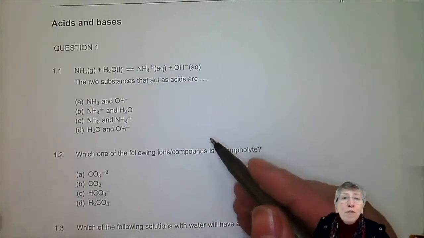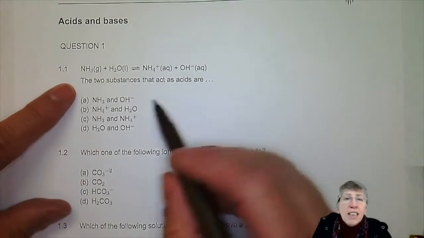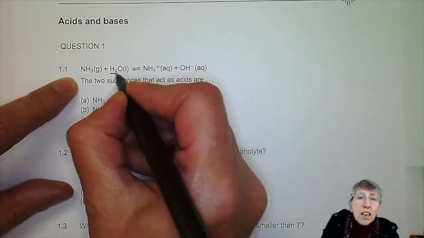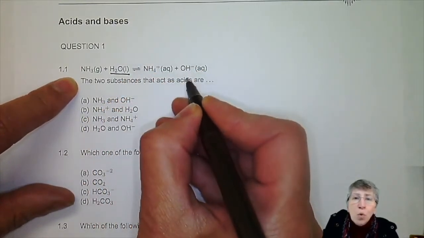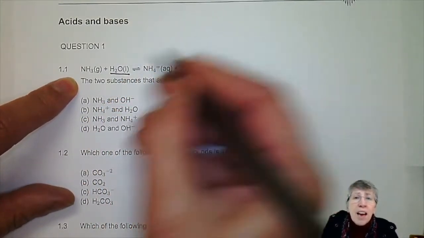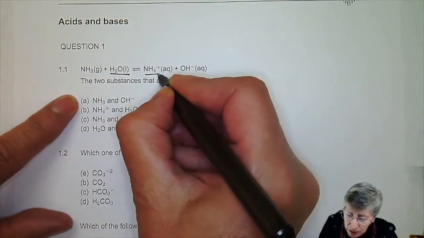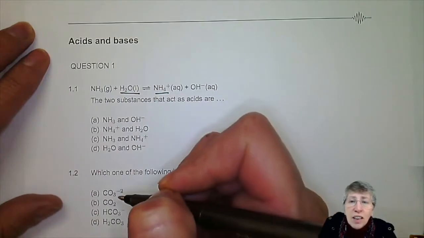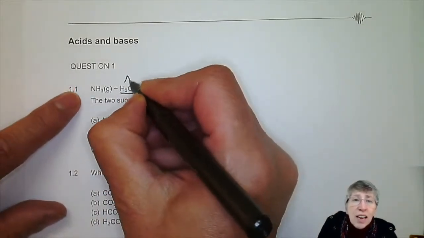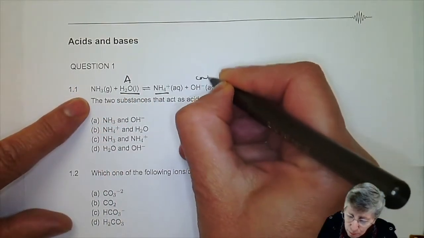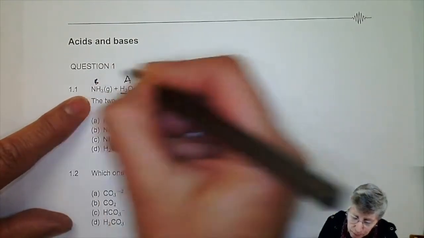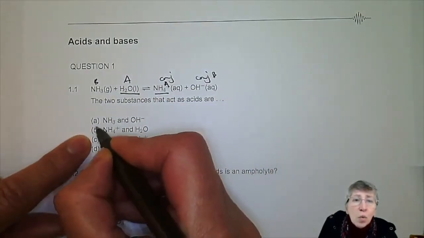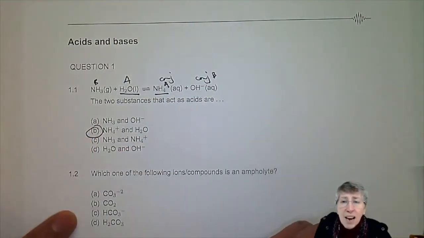So let's start with the first one here, and that is quite an easy one. The two substances that act as acids, right? So in the forward reaction, that would be water because it's giving off an H+, a proton. And in the reverse reaction, that will be that NH4 plus, because that is giving off a proton in the reverse reaction. So you've got your acid, you've got your conjugate base, right? And this is the base and the conjugate acid. So definitely the two acids are water and the ammonium ion.